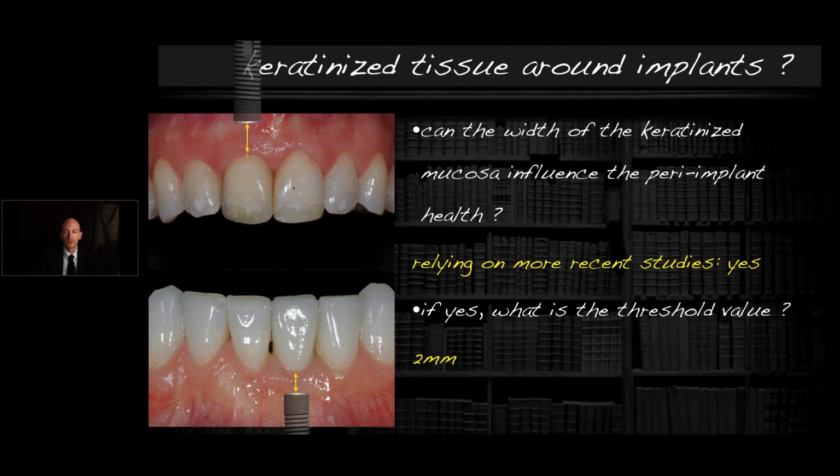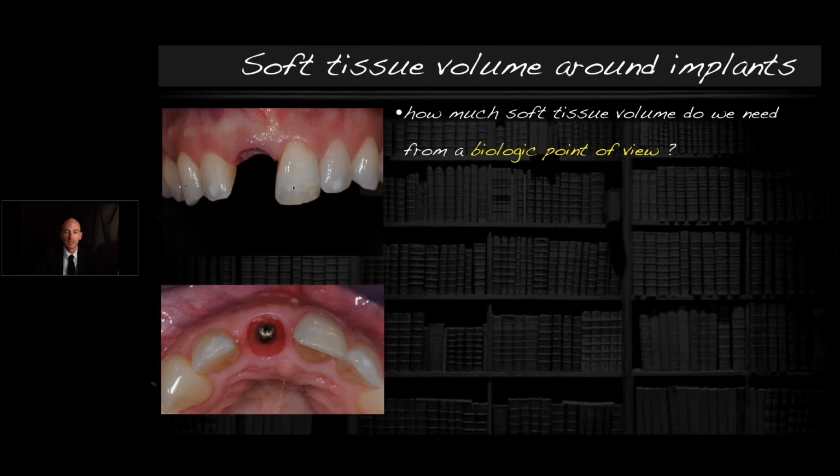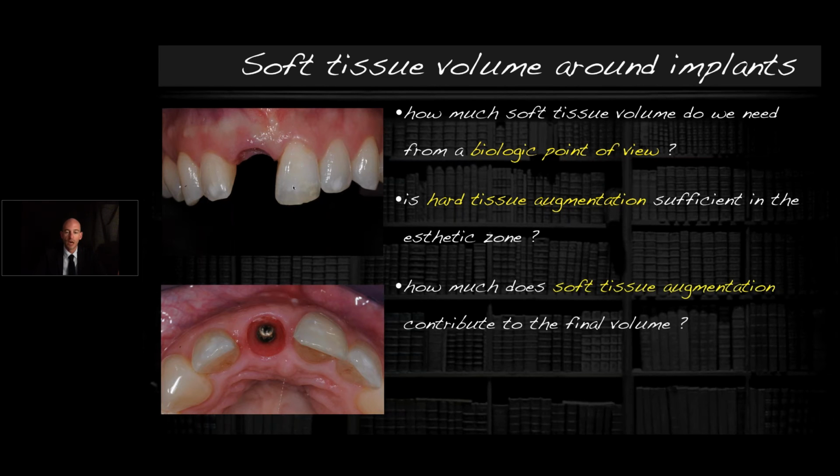So what about the soft tissue volume around dental implants? Again, a couple of questions. How much soft tissue volume do we need from a biologic point of view? Second question, is hard tissue augmentation sufficient when we place dental implants in the aesthetic zone in order to get an optimal outcome? And how much does soft tissue augmentation contribute to a final optimal volume? And last but not least, how much soft tissue do we need for aesthetic purposes?